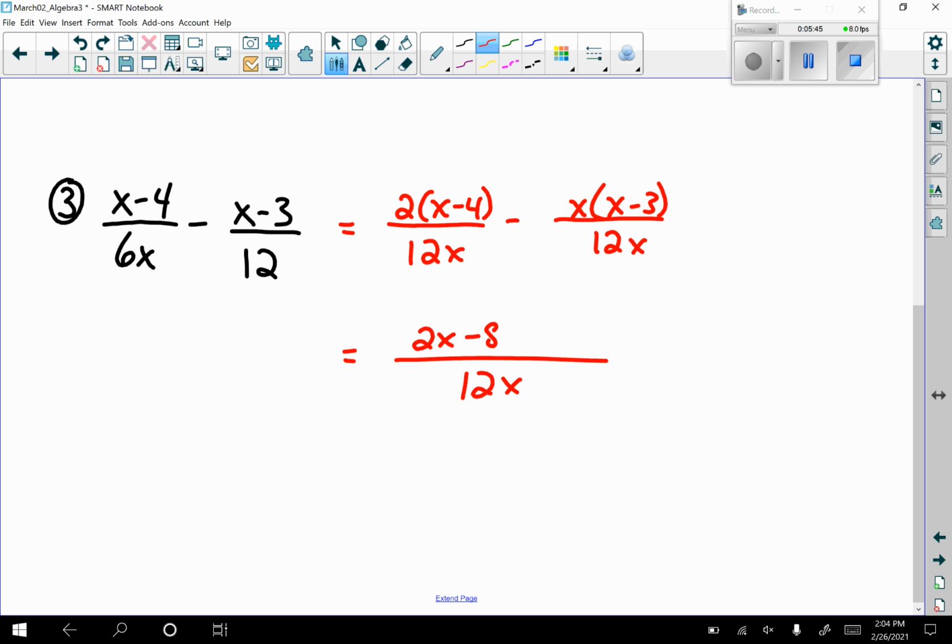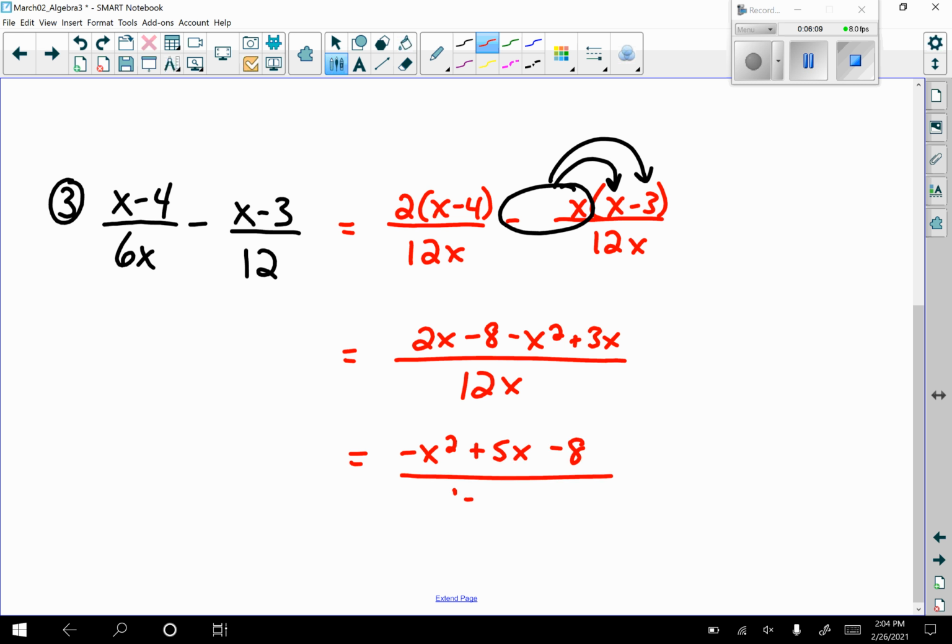We're going to get a 2x minus 8, and we're really distributing a negative x. So we're going to get a negative x squared, and then a negative x times a negative 3 is a positive 3x. Combine our like terms in the numerator. We'll put the negative x squared first. 2x plus 3x is 5x, and then a minus 8. And we have this over 12x. And that numerator can't factor, so this is our final answer.